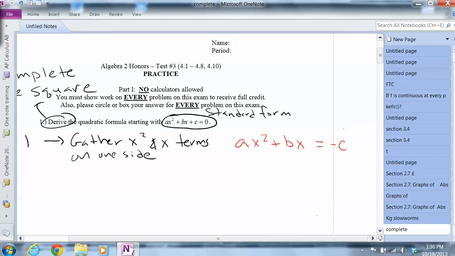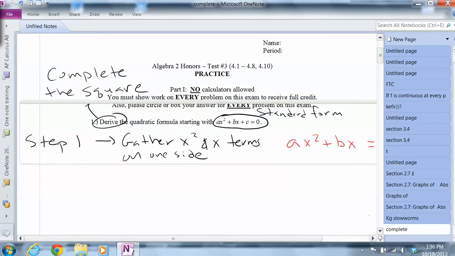Okay, what do you think is the next step? Divide by a, exactly. So what I'm going to do, I'm going to call this step 1a. And I'll call the next step step 1b.